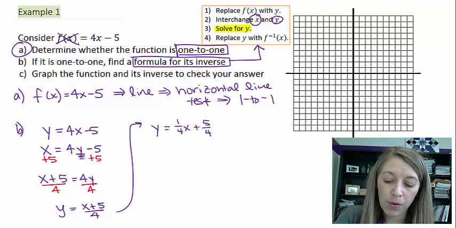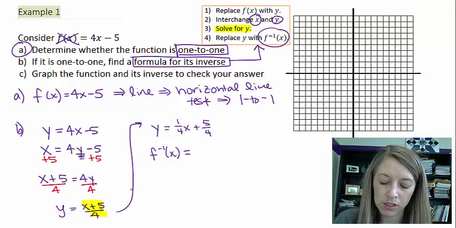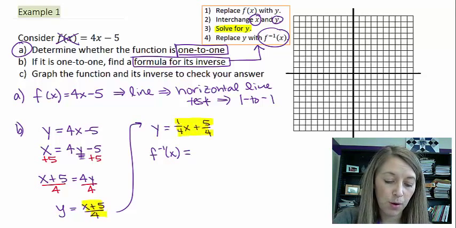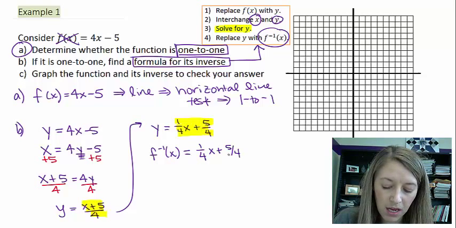So now we replace y with f inverse of x. So we have the inverse function being equivalent to either one of these here. Both of them are going to mean the same thing, so whatever is preferable to you. I'm just going to use the one that I found last, 1/4 x plus 5/4. So I found my inverse.